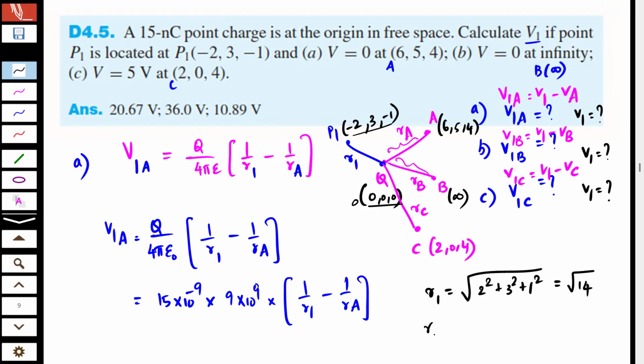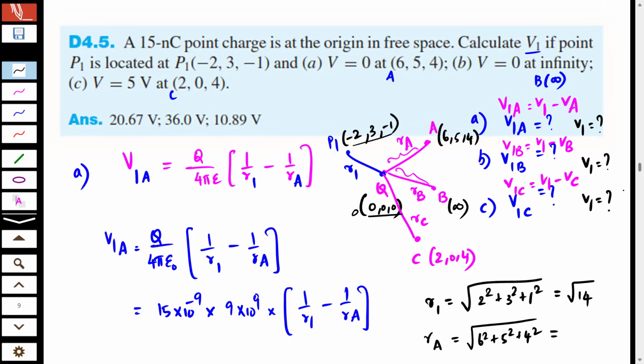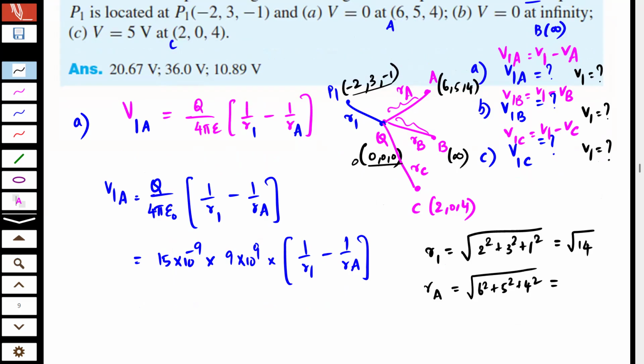Then similarly, I should find RA. So that is under root 6 square plus 5 square plus 4 square. So this has to be found. Please use your calculator and find the value. This will be under root 77. Similarly, you should find RB. RB is infinity, so point B is at infinity. So RB can be taken as infinity.